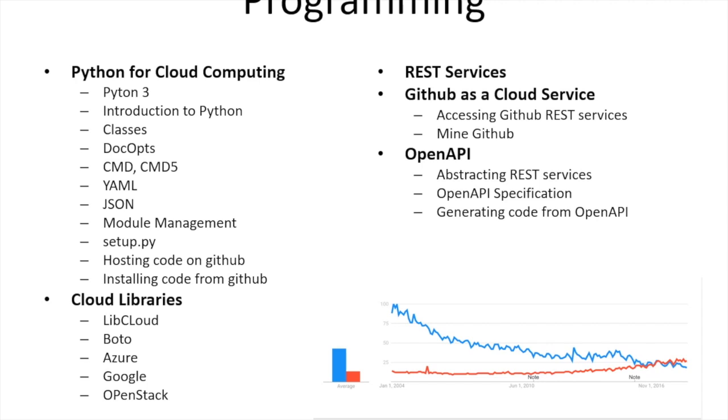For that reason, we will be giving you a short introduction to Python for cloud computing that includes the differences between Python 2 and Python 3, an introduction to Python as a language itself, how we use classes, and how we use special packages that are extremely beneficial for our project. Within this class, this includes docopt, cmd, and cmd5, YAML, JSON. We will be going into how you do module management to create your own modules.